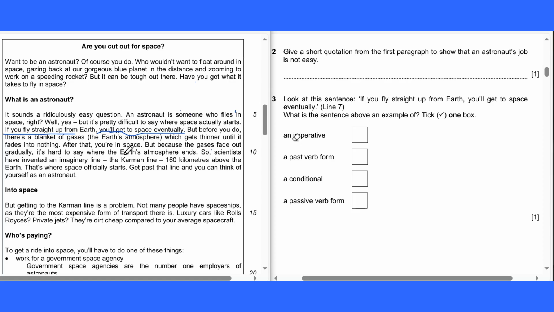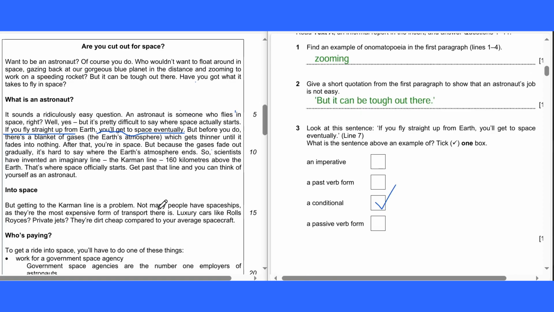So the choices are imperative, a past verb form, a conditional, or a passive verb form. 10 seconds from now guys. Okay, time up, guys. Let's take a look at the correct answer. If you need more time, you may pause this video. Well, the correct answer is conditional. If you fly straight up from Earth, you will get to space eventually. So that is a conditional.